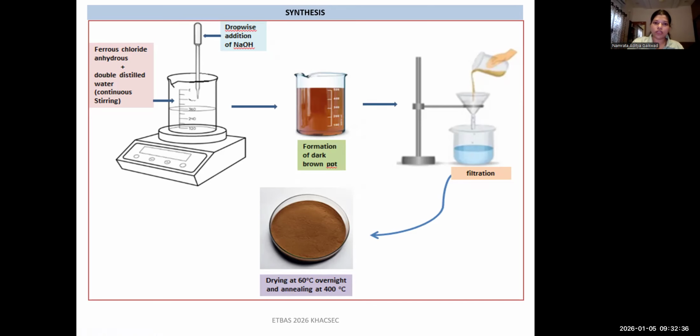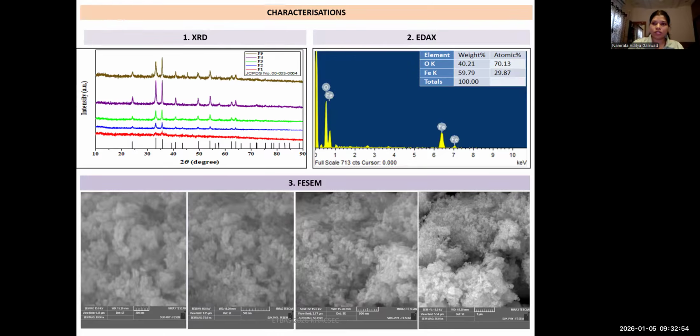For these iron oxide nanoparticles, I changed the molarity, and I have 5 replicates of Fe2O3. Since I changed the concentration, I got different particle sizes. The characterizations that I performed were XRD, EDAX, and FESEM. XRD itself shows that the JCPDS number 00-033-0664 matches exactly the synthesis of Fe2O3. As we can see, the peaks show that the nanoparticles formulated are spherical in shape.